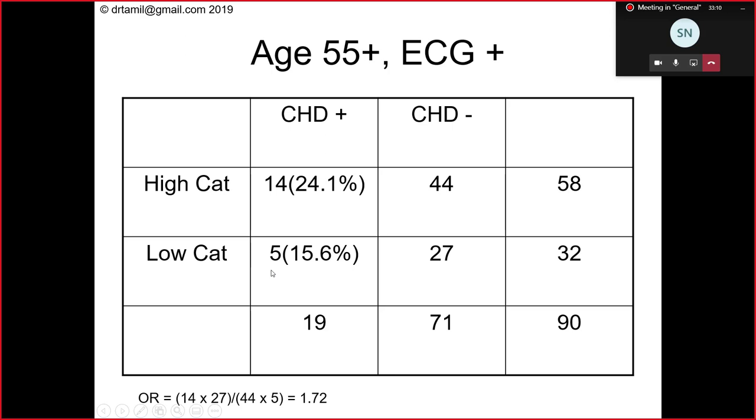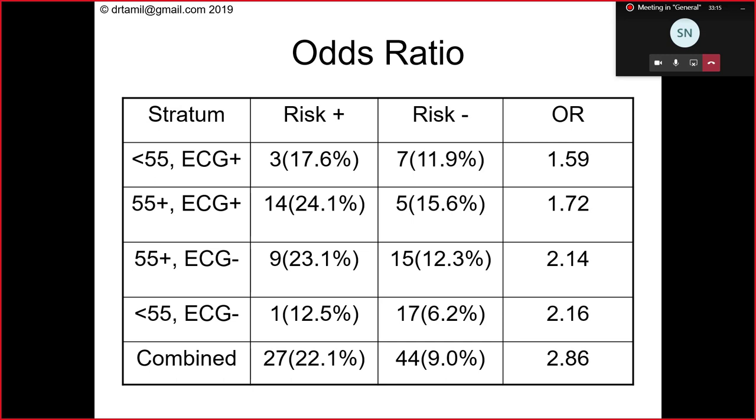So when you arrange it like this, you can see that it is 1.59, 1.72, 2.14, 2.16, suddenly becomes 2.86. This does not make sense. Why? By right, the combined one should be part of this range, not outside. So it should be somewhere between 1.72 and 2.14, not as high as 2.86. So now you have to adjust. You have to adjust using the Cochran-Mantel-Haenszel.